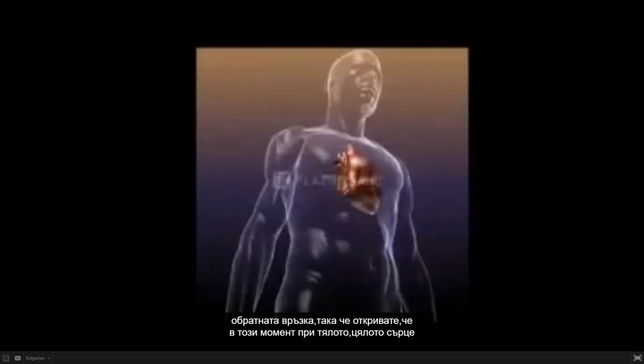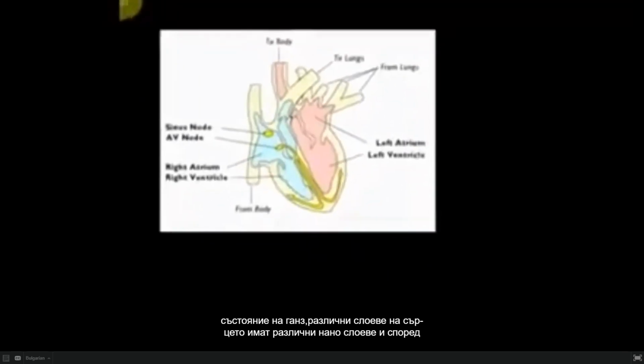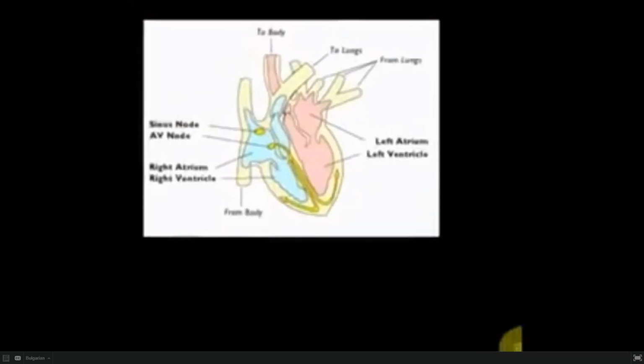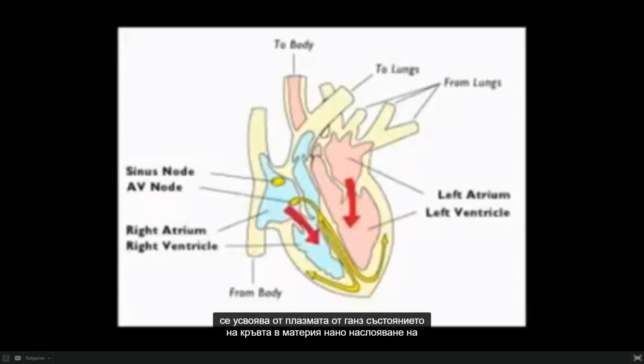So you find that at that point, the whole heart absorbs energy from the blood flow, which is in the plasma condition, which is in a Gans state. Different layers of the heart have different nanolayering. And according to the thickness of the fiber in the heart and the nanolayering, it decides how much energy is absorbed from the plasma of the Gans state of the blood into a matter nanolayering of the heart.